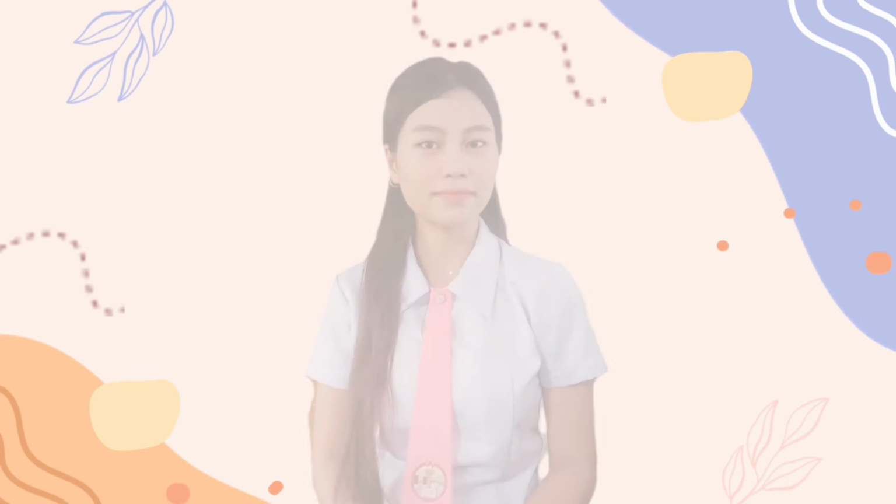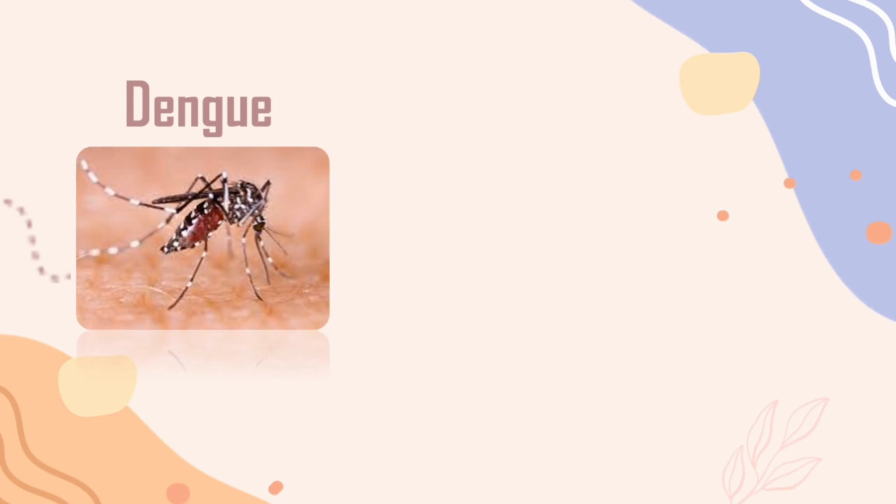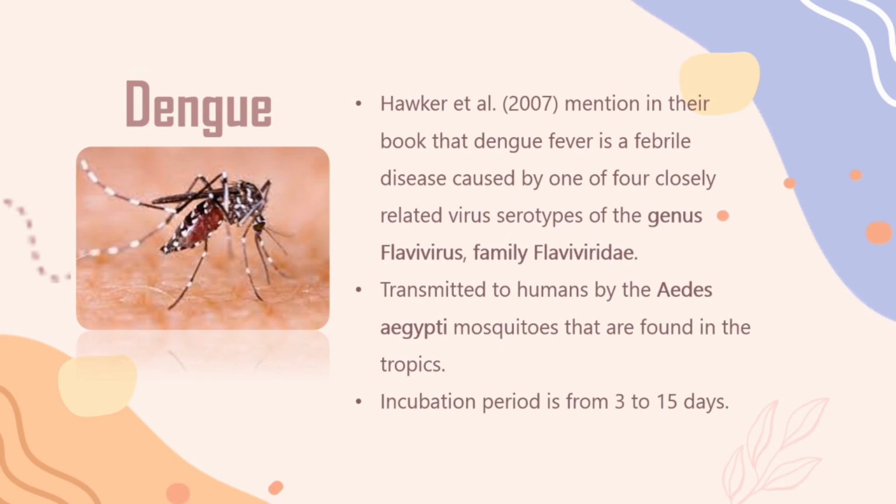So what are some common infectious diseases? We have dengue, the common one. Hooker et al. 2007 mentioned in their book that dengue fever is a febrile disease caused by one of four closely related virus serotypes of the genus Flavivirus, family Flaviviridae, transmitted to humans by the Aedes aegypti mosquitoes that are found in the tropics. And its incubation or development period is from 3 to 15 days.